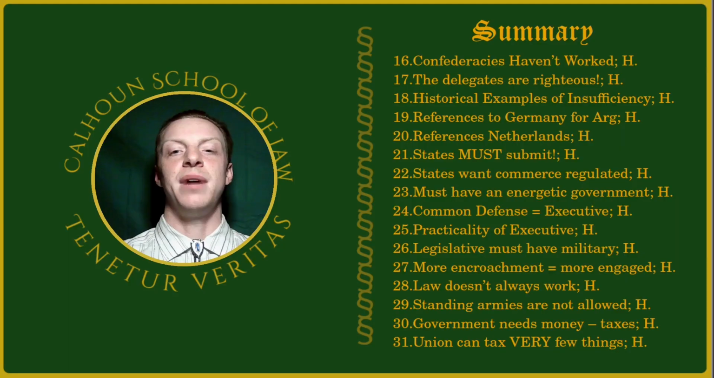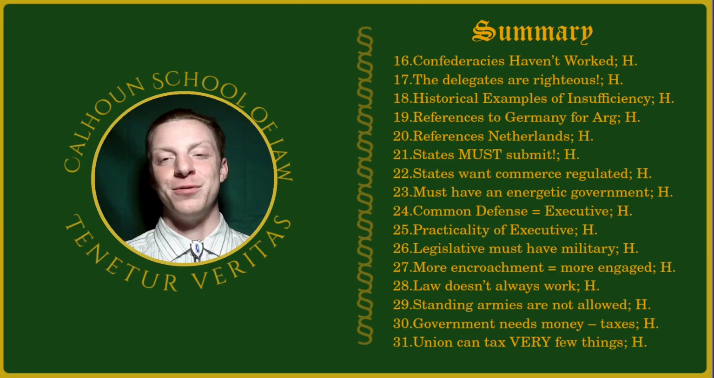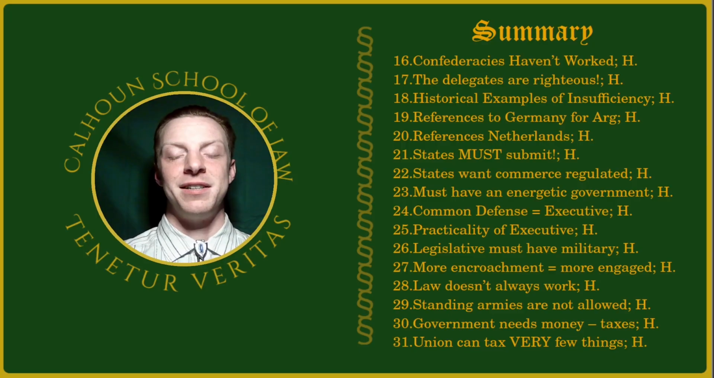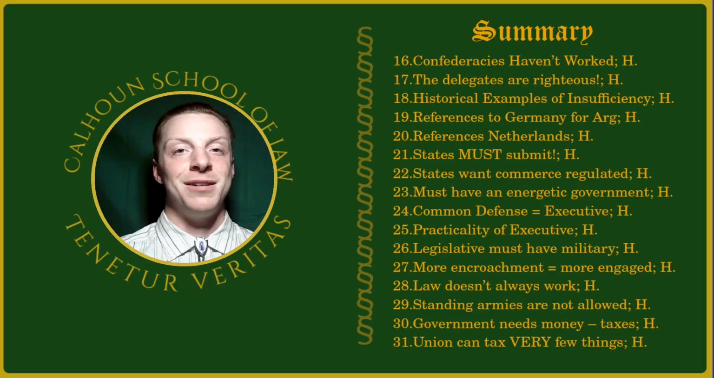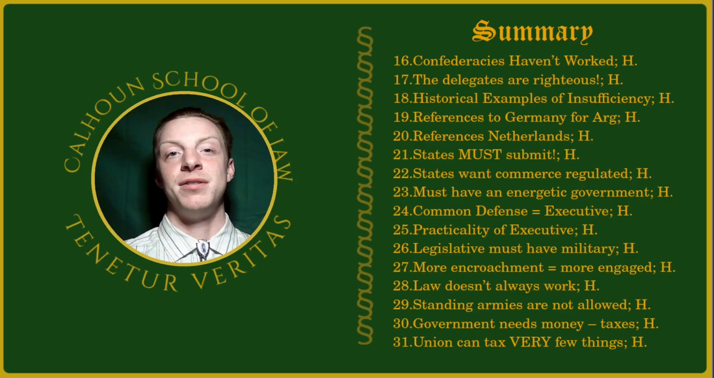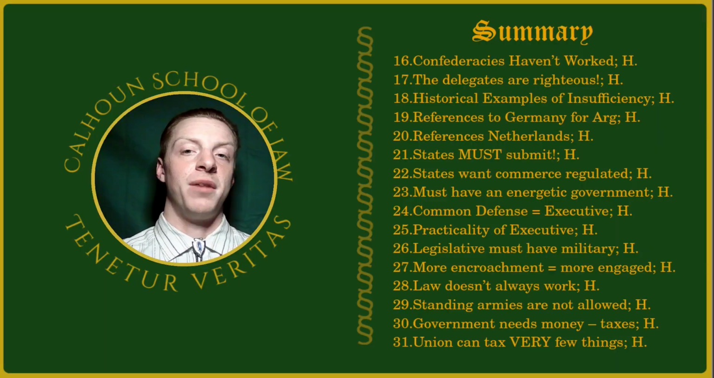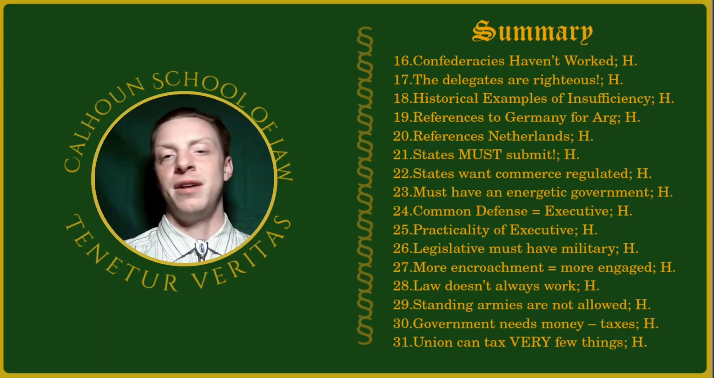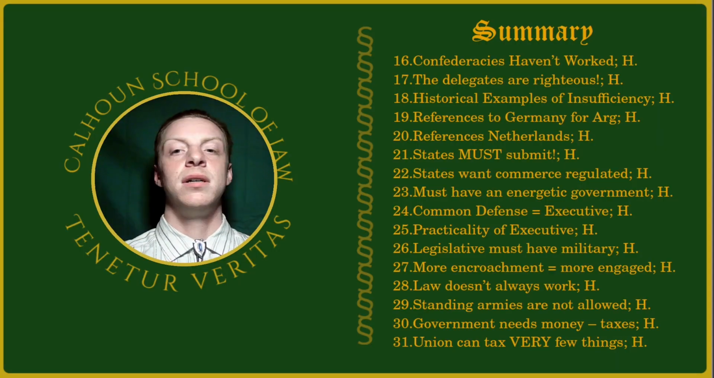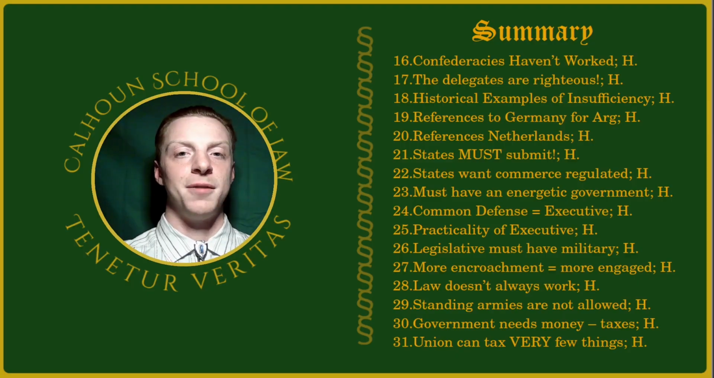So number 16, written by Hamilton, confederacies haven't worked, which was evidently not true. The primary argument against that was, of course, Patrick Henry's argument, where he said, well, the Articles of the Confederation were strong enough to beat the British Empire, so how could they possibly not be strong enough to maintain governance in peaceful times? So Hamilton was making the argument that confederacies haven't worked. He provided many historical examples, but all in all, they fell pretty flat.